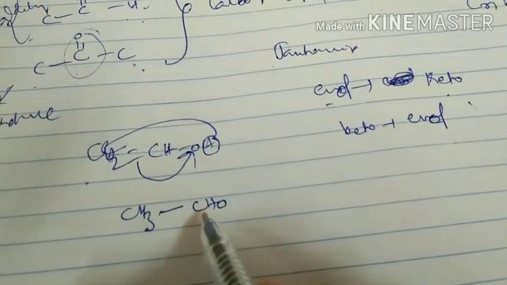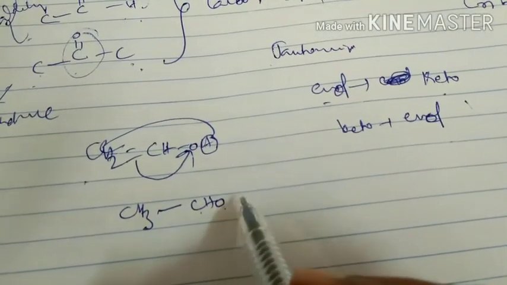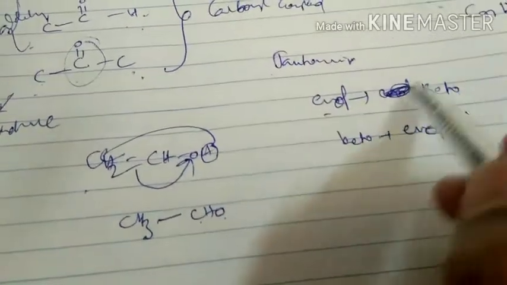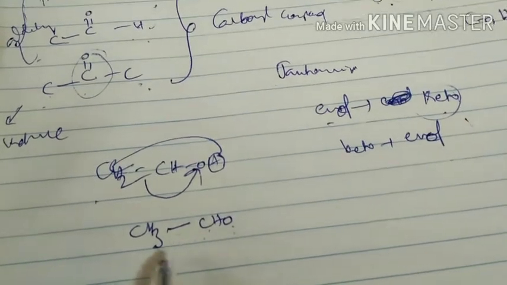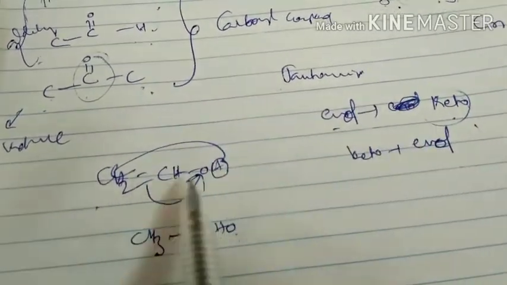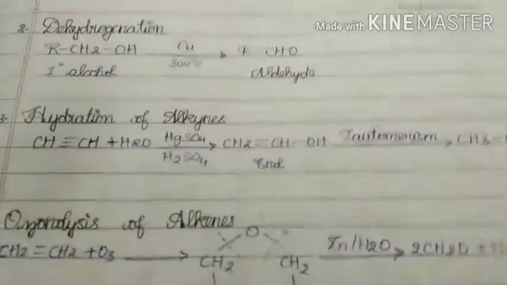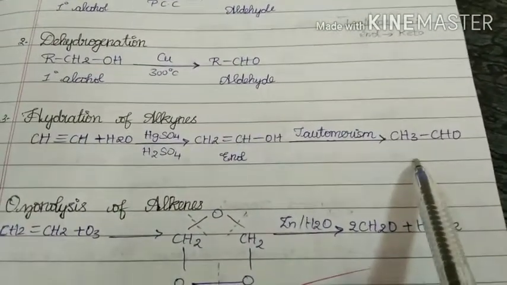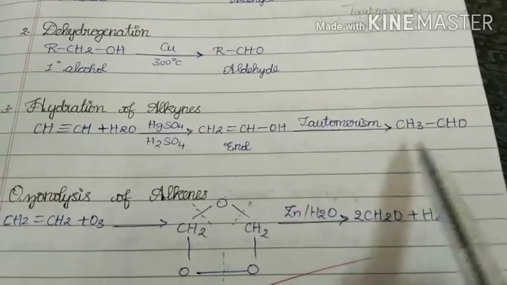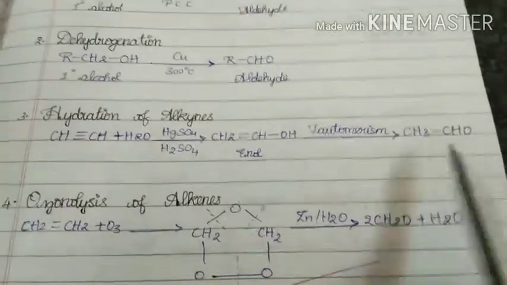Then what is remaining? CHO. Here what is the point? Between carbon and oxygen, a double bond to O is present, so it is called keto. Finally, the enol form is converted into keto form. So what finally did we get? Aldehyde. What is the name of CH3CHO? Acetaldehyde.